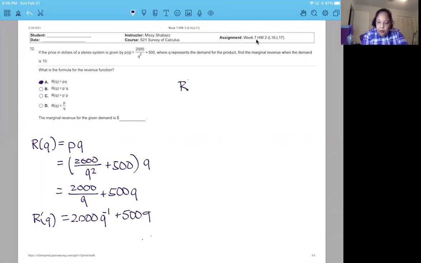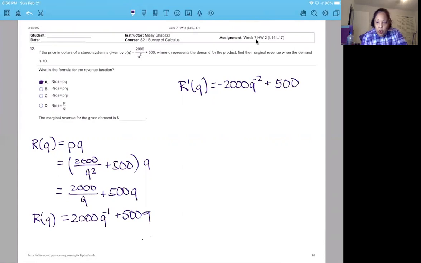So the derivative of my revenue function is, I'm going to bring down the negative 1, which gives me negative 2,000. And I subtract 1 from the negative 1, and I get a negative 2. And the derivative of 500Q is just 500.